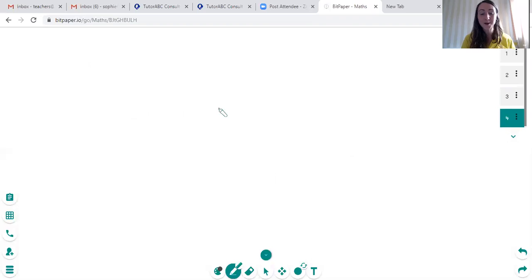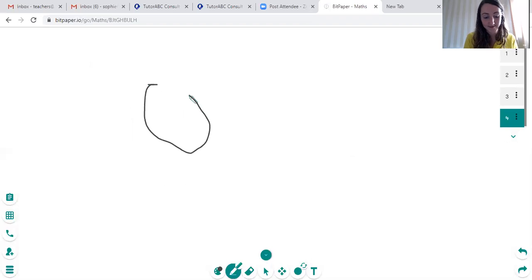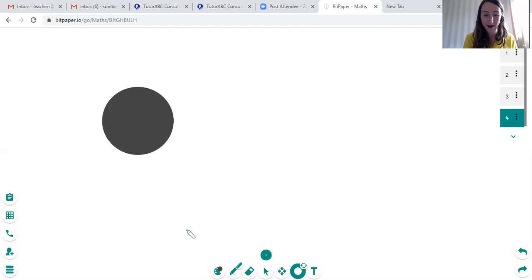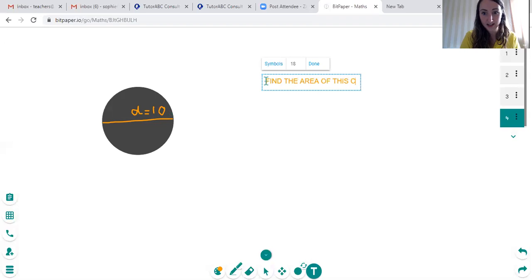Let's do one more question for you. Let's pop a little circle here like this. Okay, fabulous. So I'm going to tell you that the diameter of this circle is 10. And I want you to find the area of this circle.